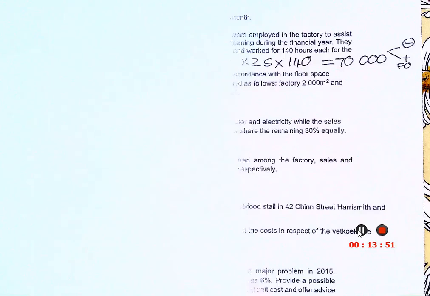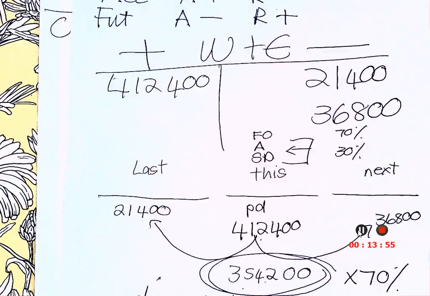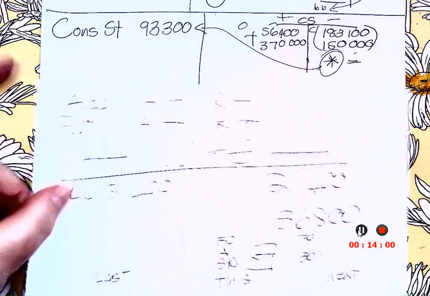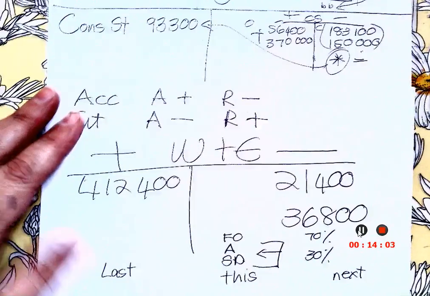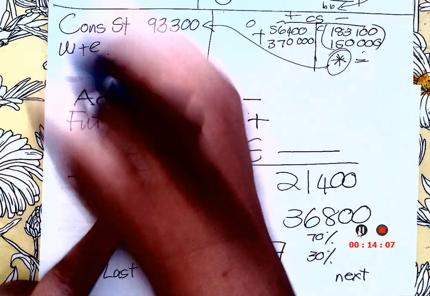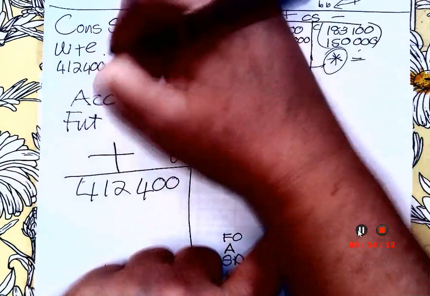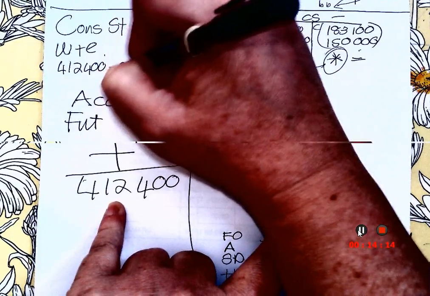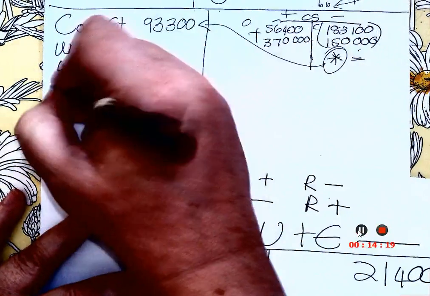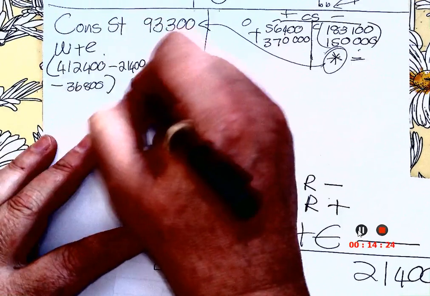Okay. So let's go back to factory overheads. My T account for factory overheads. Here we go. So what are you going to write in factory overheads? You're going to say water and electricity is 412,400 minus 21,400 minus 36,800. And you're going to bracket that times 70.